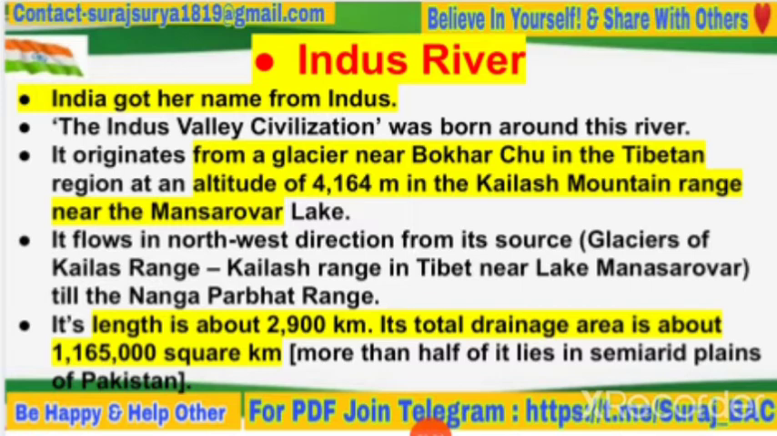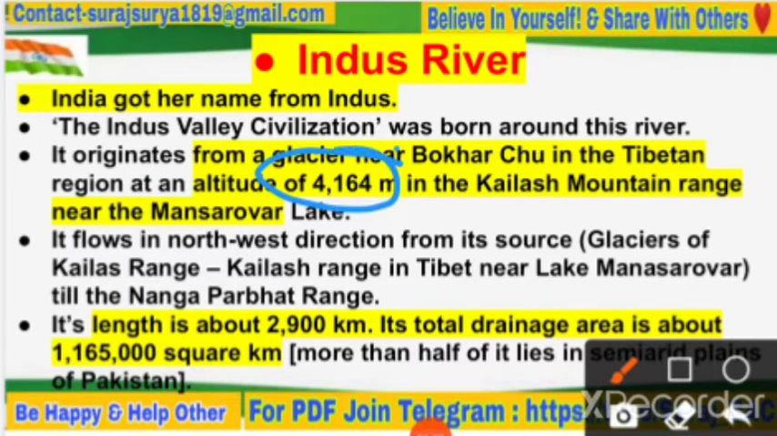You all are very familiar with one pilgrimage yatra, that is the Kailash Mansarovar Yatra. Generally, people from various parts of India go there for the pilgrimage. And the Kailash mountain range you will find near Mansarovar Lake, which comes under the Tibetan range, with an altitude of 4,164 meters from mean sea level.